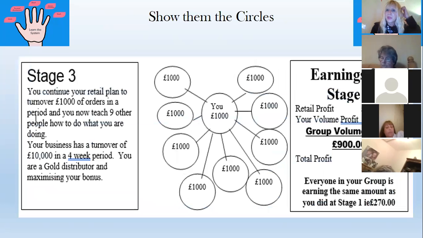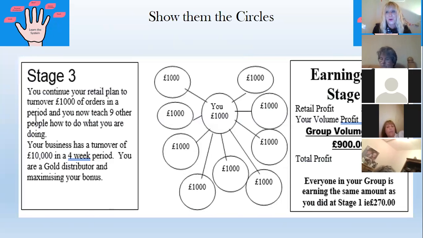I'm not going to go much further than the next stage, but this business is called a gold distributor business, and you're on maximum bonus. This business is turning over 11,000 a period, with 10 team members and yourself. Now, your retail profit never changes, but look at your own volume profit. It's up to £160.